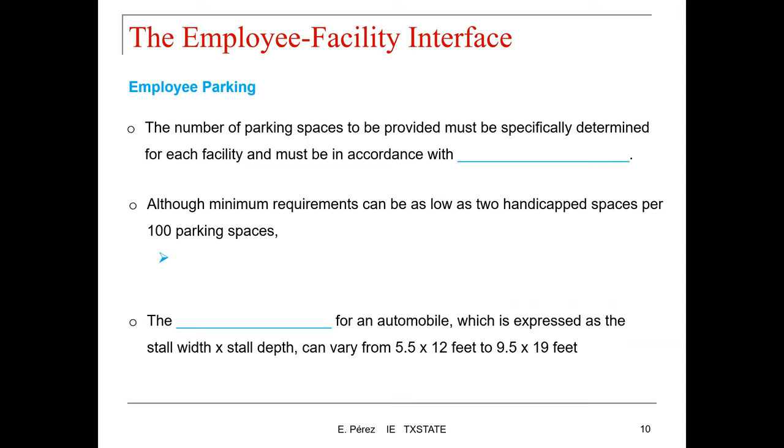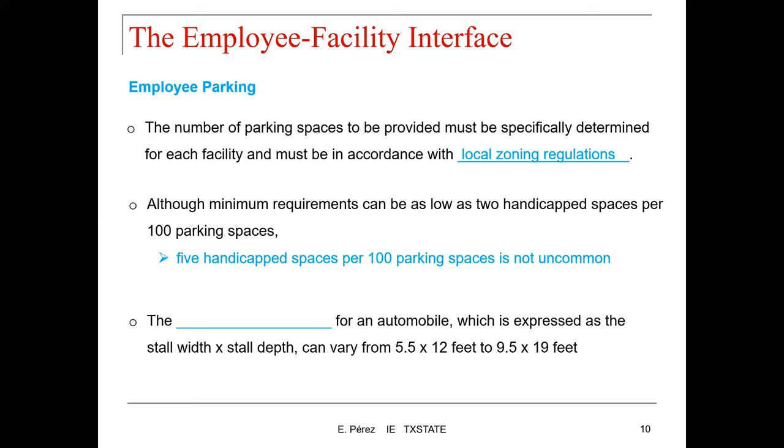The number of parking spaces to be provided must be specifically determined for each facility and must be in accordance with the local zoning regulations. Although minimum requirements can be as low as 2 handicap spaces per 100 spaces, 5 handicap spaces per 100 parking spaces is not uncommon. So this is from the perspective of designing a facility that is in compliance with the regulations. And also we want to accommodate the needs of employees that have some type of handicap need.